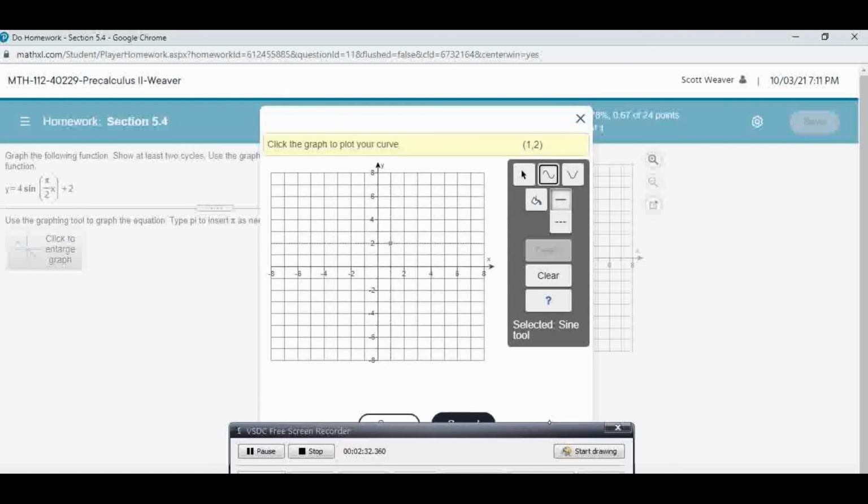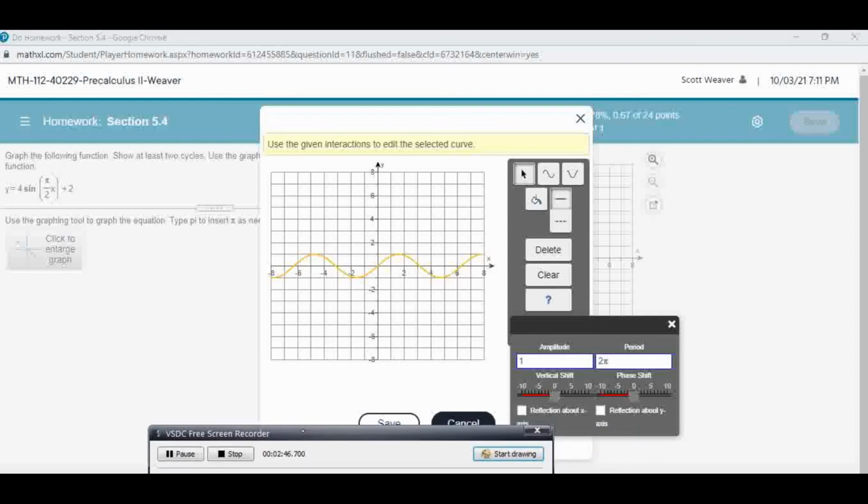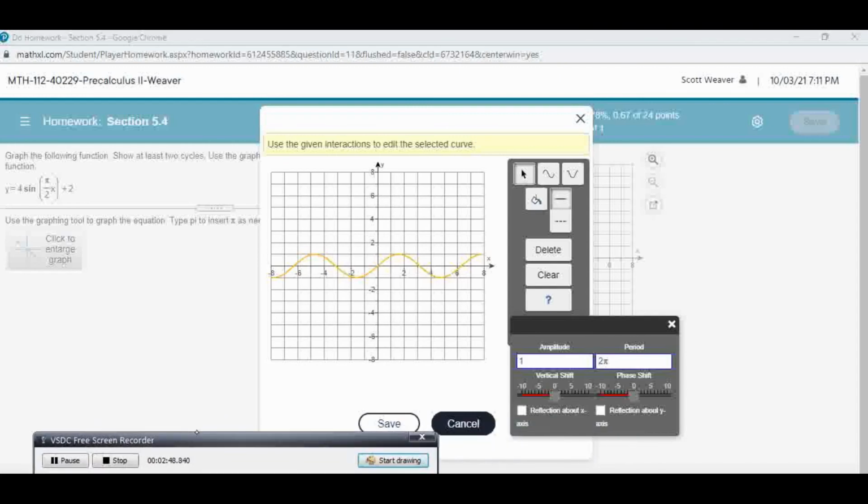So we have a sine tool and a cosine tool, and we choose the one that fits us. So a sine tool, and then you just click somewhere. It doesn't matter where you click. It automatically orients the sine with an amplitude of 1 and a period of 2 pi. So kind of default sine. Now here's where you put in all the pieces that you would need to customize for your particular function. So your amplitude, you'd put that in here.